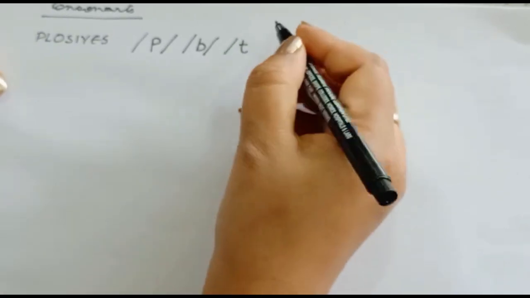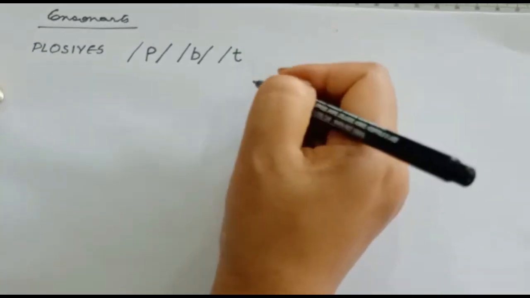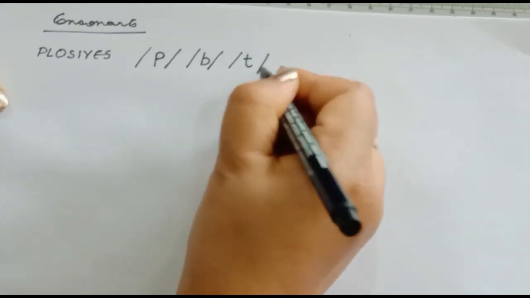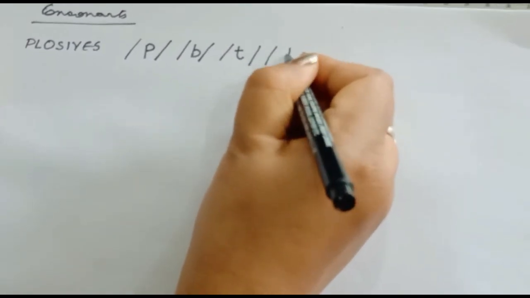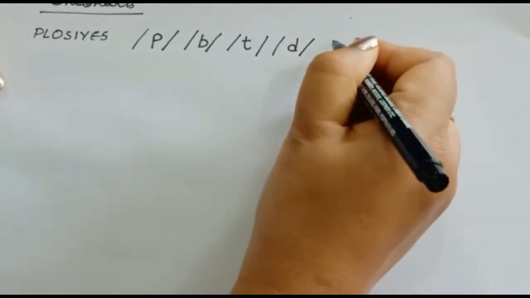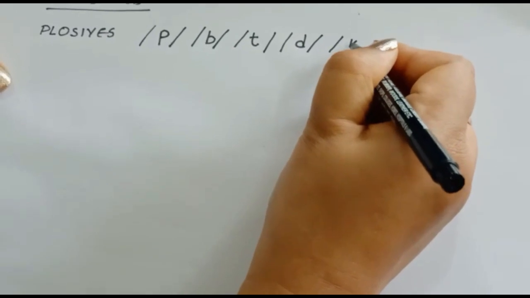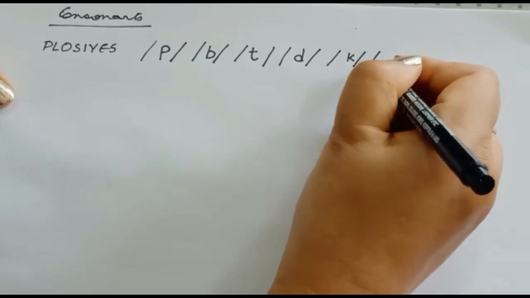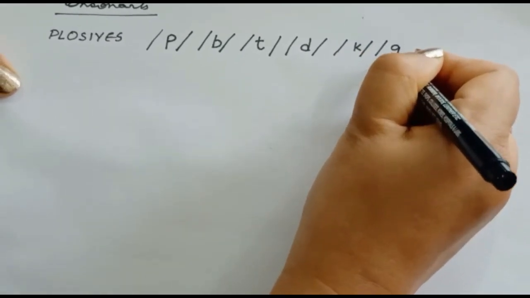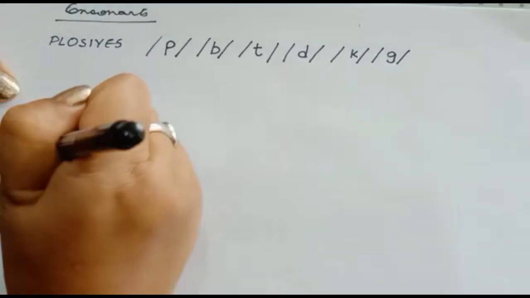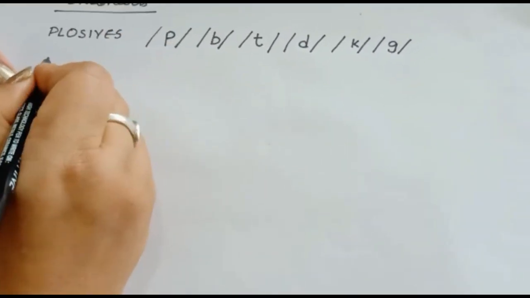T. Now if you write it in the normal cursive way, that will be wrong. T, d. Again, d. K. This is the way you write the k. And this is the way you write the g. Exactly like this. Let's now talk about the next type, that is the fricatives.